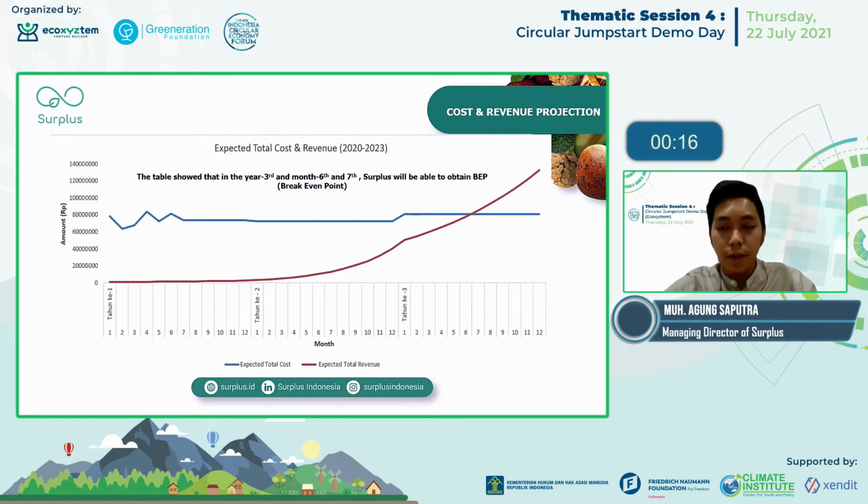And in terms of the cost and revenue projection, based on our calculation and estimation, we will reach the BEP in the next 3.6 or 3.7 years. And we are trying to exit plan in the next 4 or 5 years, starting from 2021. Thank you. Yeah, that's all.